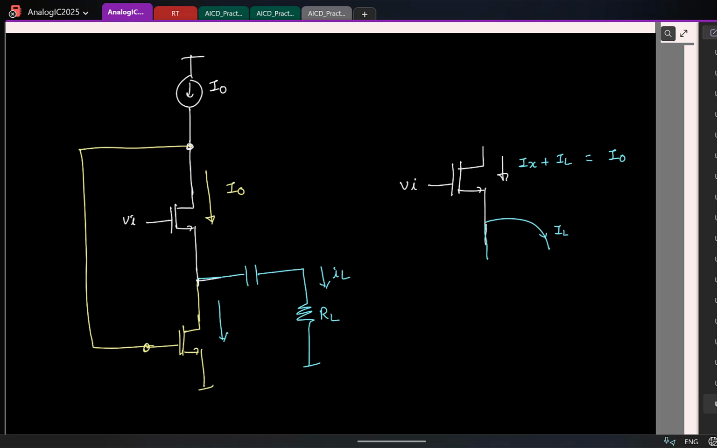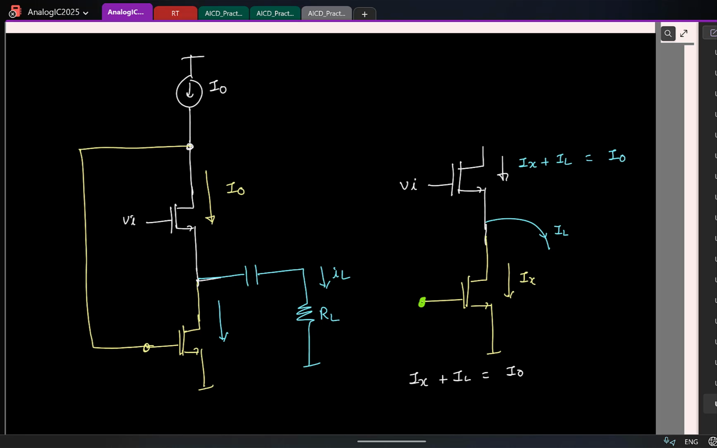So what will I put here? Same thing. Maybe I'll use the same yellow. I want to make sure the current here is Ix, and I'll have to change the current Ix so that the sum of this Ix and IL is constant. So to change the current Ix, what should I be changing? The gate voltage of the transistor. And remember, now my goal is to keep Ix plus IL equal to I0.